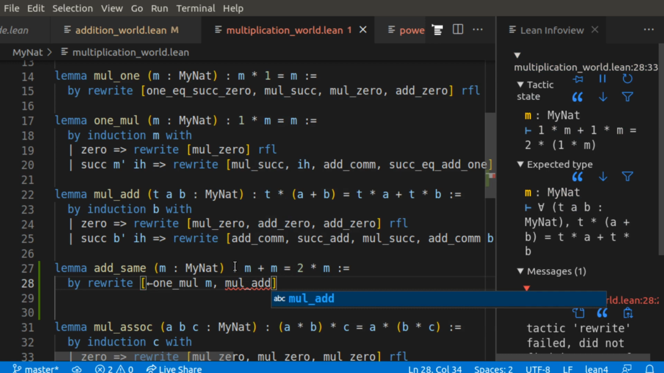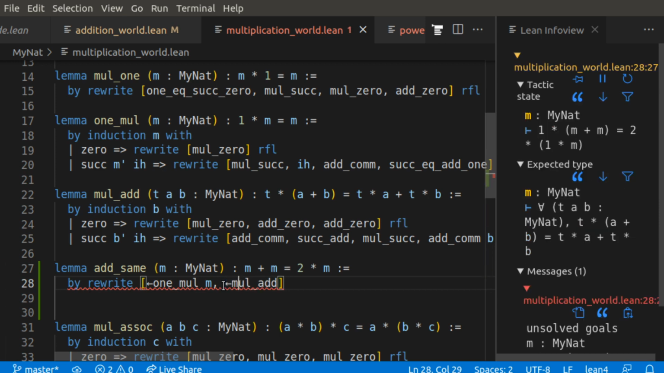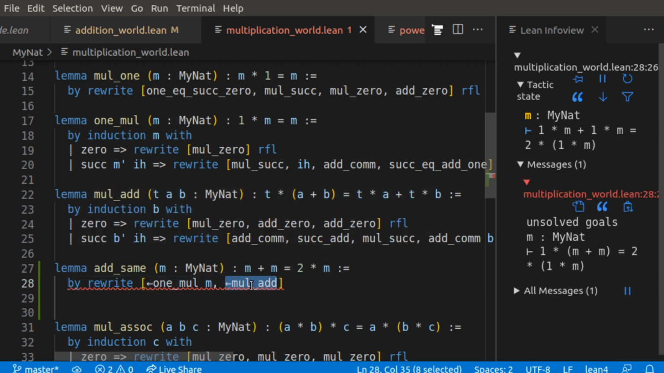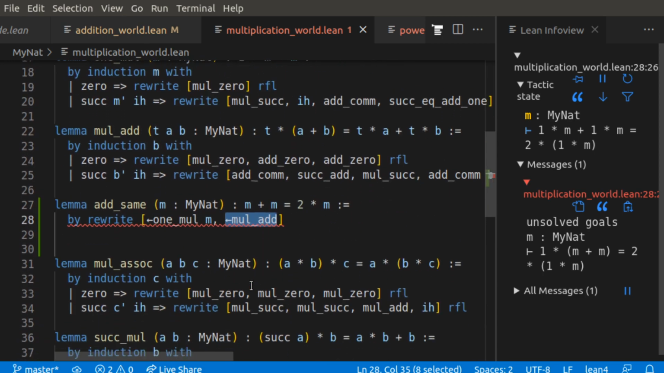So we want, what is mole add? No, we want mole add in reverse. Mole add gets us 1 times m plus m. No. We don't want that. We want to add the 1s. Yeah, we have add mole.